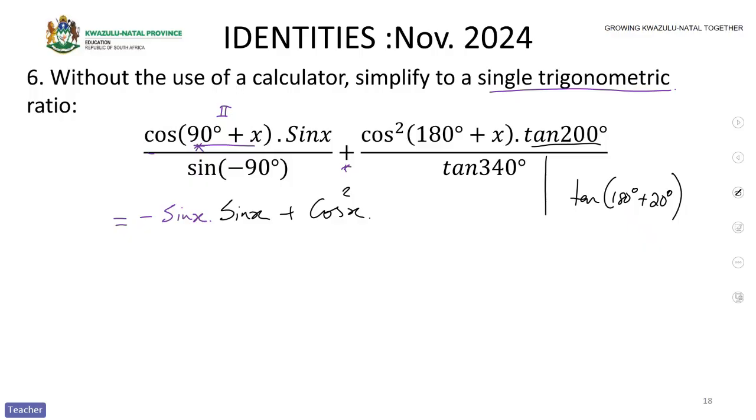So therefore, this will be tan of 180 plus 20 degrees. But what is tan 180 plus 20 degrees? It is positive tan 20 degrees. Now it is reduced. That was the reason why we were learning that. So we go into that one, sin negative 90 degrees. Sin negative 90 degrees means that I am now moving in a clockwise direction. In a clockwise direction, the angle is negative. In an anti-clockwise direction, the angle is positive.